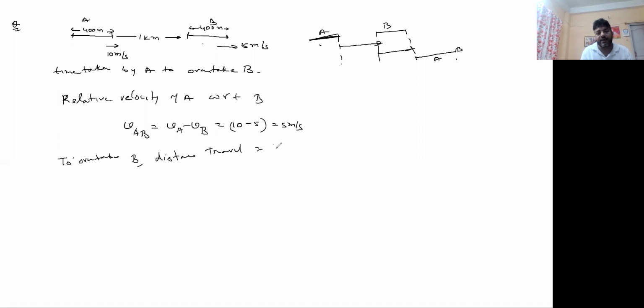How much? 1,800 meter. Yes or no? So time taken, that is 1800 by relative velocity 5. So how much will it be? Do this, how many seconds will it come? 360 seconds. Now in the second part, see, in the second part, same question, try to understand.